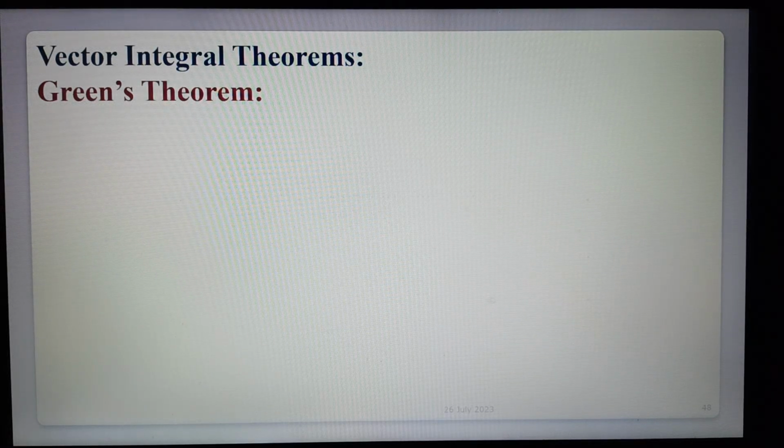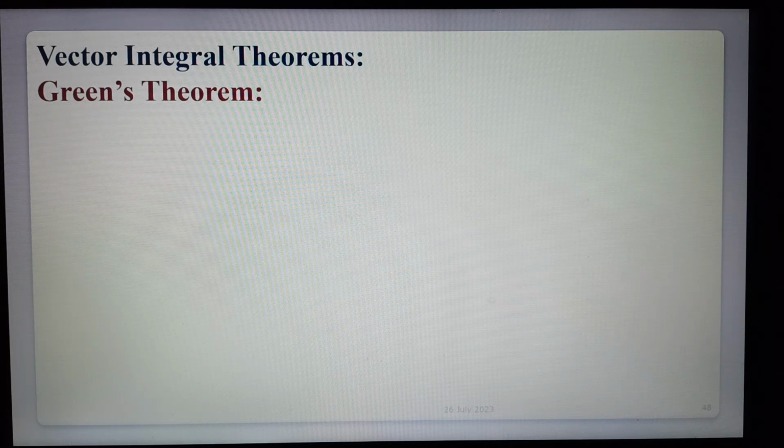Hi students, today we are learning the topic vector integral theorems. In this one, there are totally three theorems. The first one is Green's theorem, the second one is Stokes theorem, and the third one is Gauss divergence theorem. First, we will discuss Green's theorem.